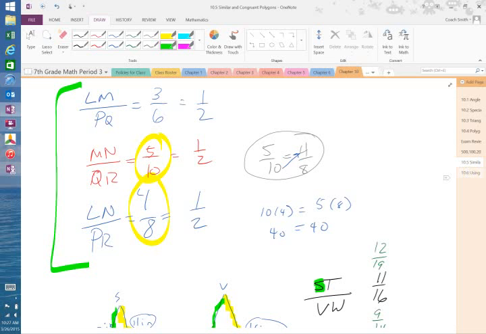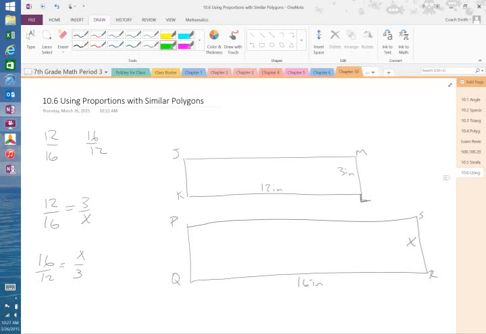So back today, when I set up this proportion, 12 over 16 and 3 over X, or 16 over 12 and X over 3, they are going to be equal to each other. So I can set them up in a proportion. If they gave me this side, well, haven't they given me that side? What is JK? 3 inches. Because they're rectangles, so this has to be 3 inches.